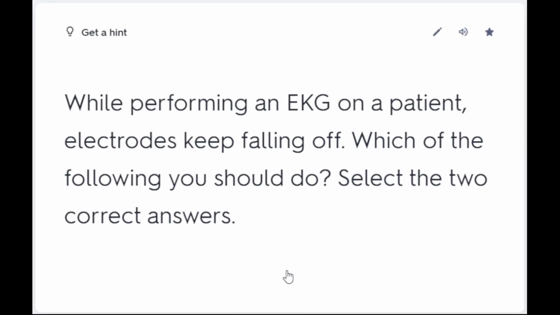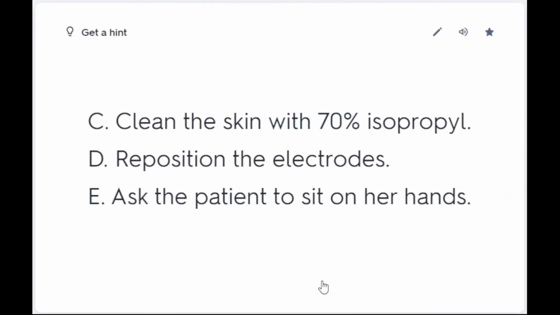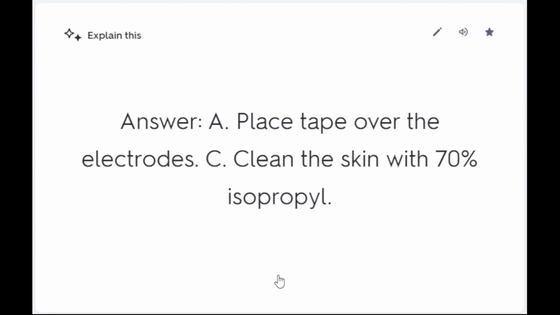While performing an EKG on a patient, electrodes keep falling off. Which of the following should you do? Select the 2 correct answers. A. Place tape over the electrodes. B. Clean the skin with soap and water. C. Clean the skin with 70% isopropyl. D. Reposition the electrodes. E. Ask the patient to sit on her hands. Answer A. Place tape over the electrodes. C. Clean the skin with 70% isopropyl.